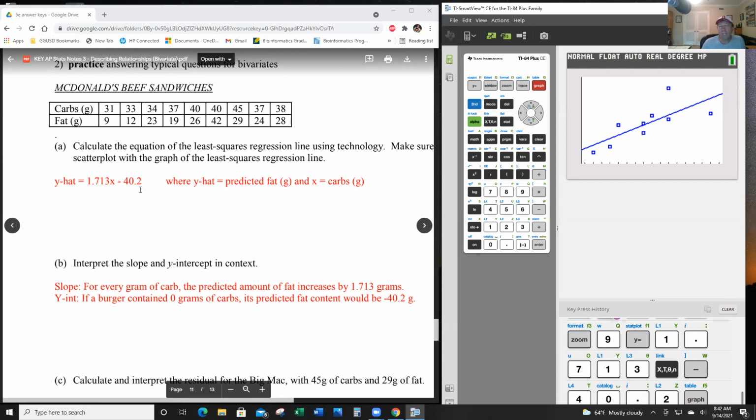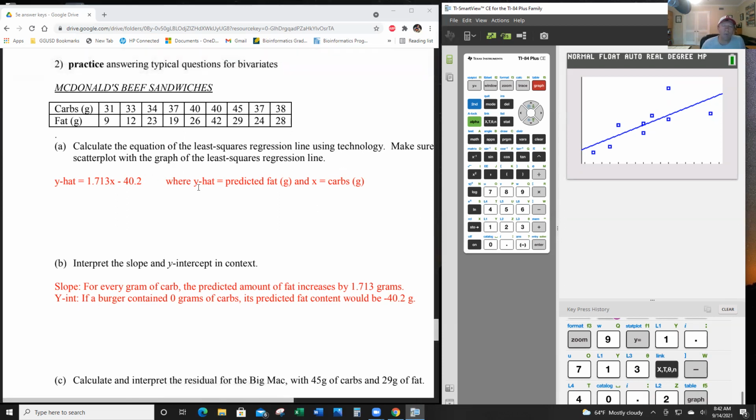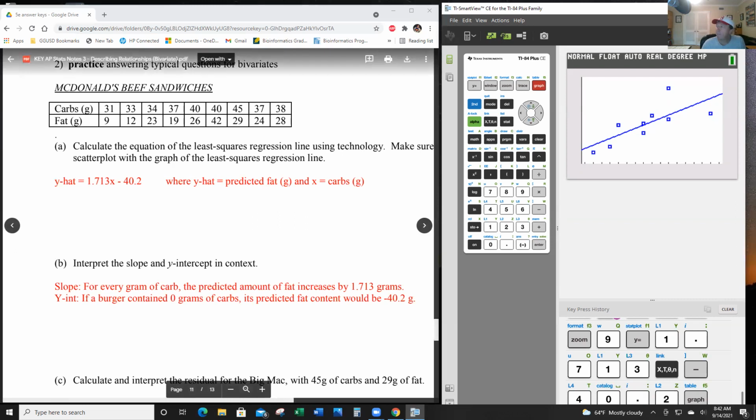So when you label that, you have to label y hat. Y hat is predicted fat. Make sure you put the word predicted, because that's part of it. It's not just fat, it's predicted fat. And X is carbs. Okay, got that?